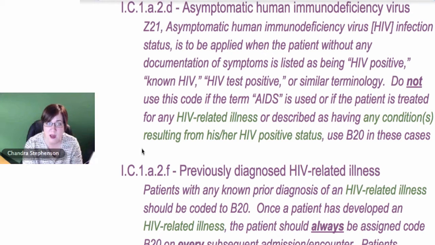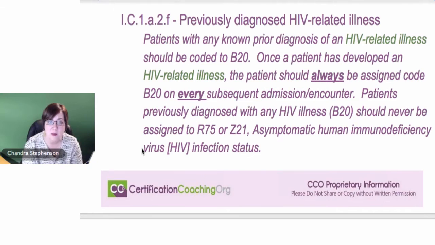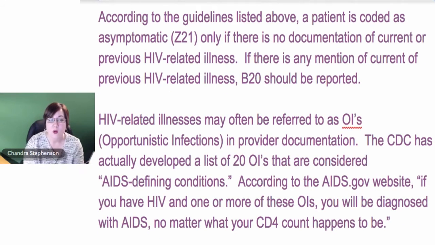You'll notice both of these guidelines for symptomatic and asymptomatic all revolve around whether the patient has had, either currently or in the past, an HIV-related illness. If they've had an HIV-related illness, they get coded as symptomatic HIV. So if you'll scroll up a little bit farther, Lorene, or down a little bit farther, however you want to think of that. Okay. The AIDS.gov website goes on to explain an HIV-related illness is this opportunistic infection, sometimes referred to as an OI.